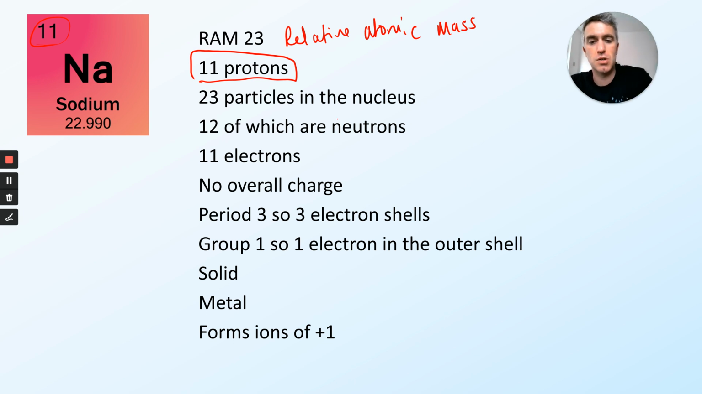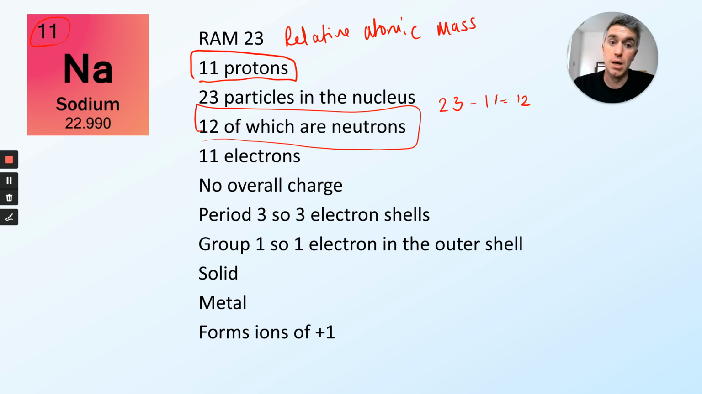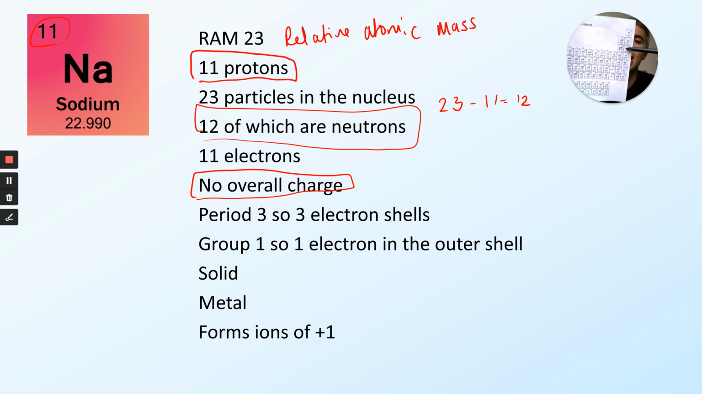The other things are neutrons, so 23 minus 11 is 12. We have 12 neutrons. We know it's an atom. It doesn't have any charge. So if it has 11 protons, it has to have 11 electrons. And I just said there, it has no overall charge. I'm just repeating myself. It is in period 3 of the periodic table. Na is in period 3, so it has 3 shells of electrons.